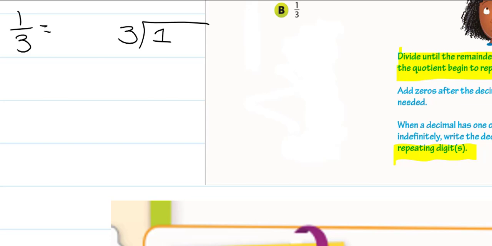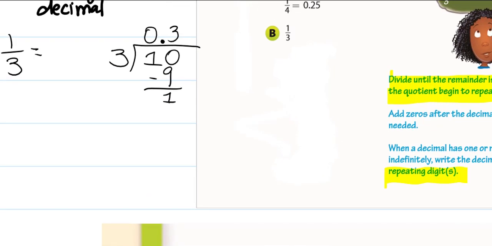Again, ask yourself, how many times can I take 3 out of 1? 0 times. So I'll put my 0 and my decimal. Now I can add a 0 on the inside to make this 10 instead of a 1. So how many times can I take 3 out of 10? Well, 3 times. 3 times 3 is 9. I subtract and I get a 1. I'm going to keep going then. Well, this 1 won't work, so I need to put a 0 here, and now I get a 10. How many times will 3 come out of 10? 3 times. 3 times 3 equals 9.